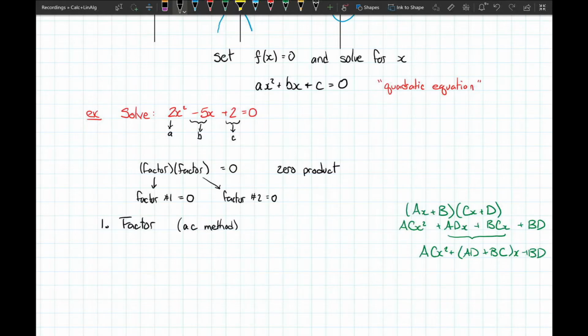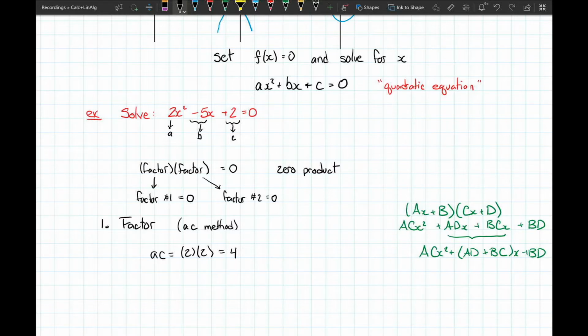It's called the AC method because what we do is we look at the values of A and C and we multiply them together. AC in our case is going to be 2 times 2, and that equals 4. Okay, now there is still going to be a little bit of guessing and checking, but less than you would have to do if you were trying to guess a whole bunch of numbers, the four numbers that need to go into both sets of brackets.